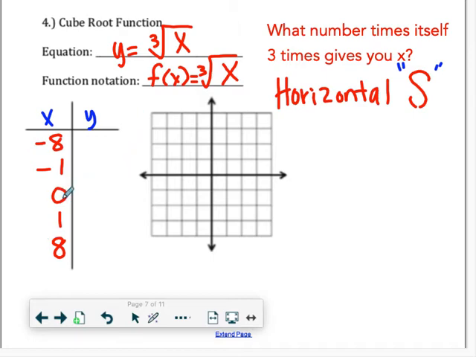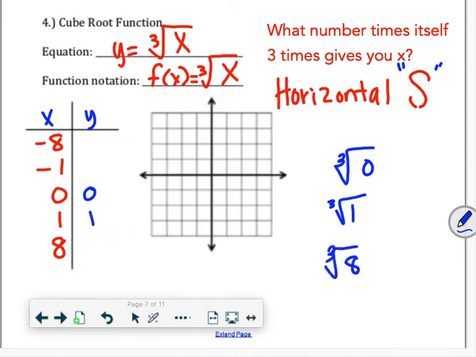So let's start with 0. The cube root of 0. What times itself 3 times is 0? 0. 0 times 0 times 0 is 0. We could go with the cube root of 1. What number times itself 3 times is 1? 1. Now, the cube root of 8. So a number times itself 3 times. 2. 2 times 2 is 4. Times 2 is 8.